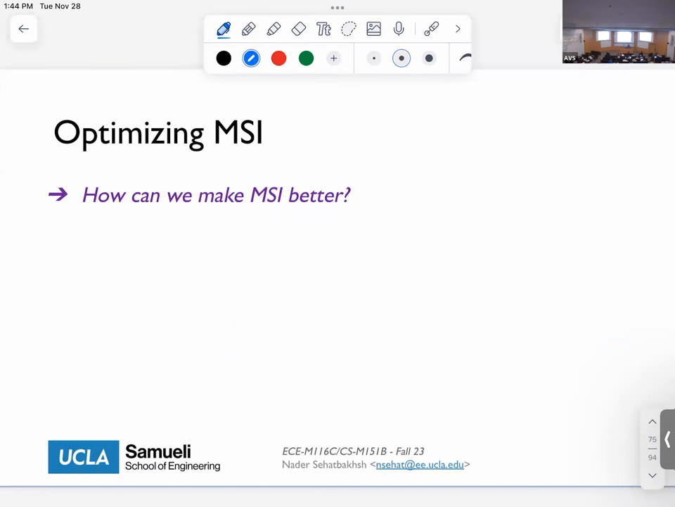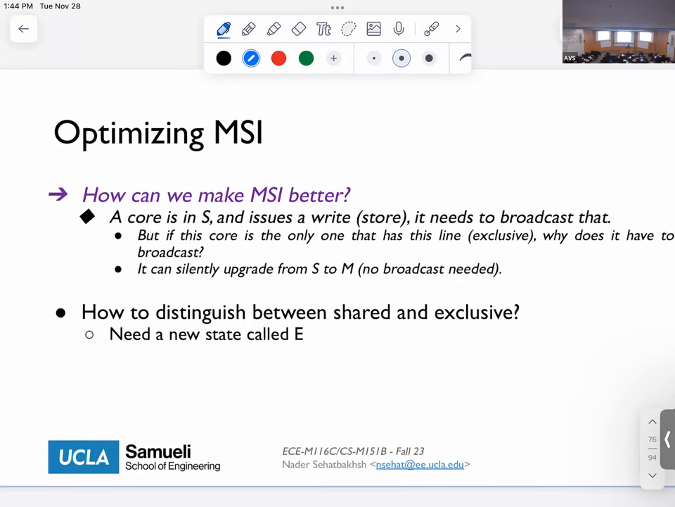So now the question is, what can we do in order to make this even better? How to optimize MSI? I'm gonna quickly go over one of them, and then I'm gonna talk about the others in the next lecture. There are three optimizations that we can do. I'm gonna describe each one by one. They're kind of separate from each other. They're also kind of relevant to each other, but each of them is optional.